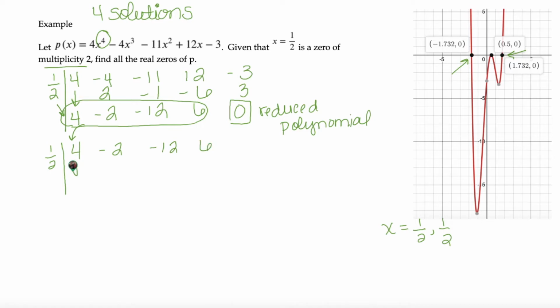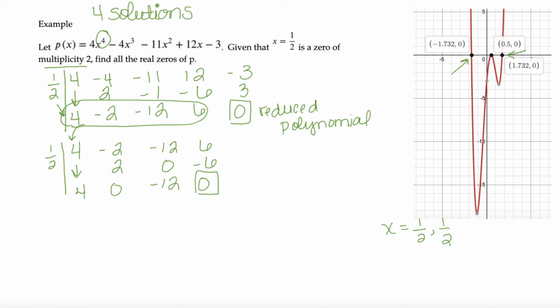Always bring down the first term. Half of 4 is +2. -2 and 2 is 0. Half of 0 is 0. -12 plus 0 is -12. And half of -12 is -6. So 6 and -6 is 0. Again, shouldn't surprise us because we knew that it had a multiplicity of 2, so it should divide into it 2 times.